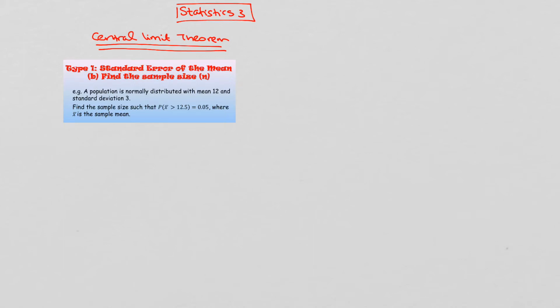Statistics 3, central limit theorem. Type 1, standard error of the mean. B, finding the sample size. So in this question here, we can see that we're told that the population is normally distributed.